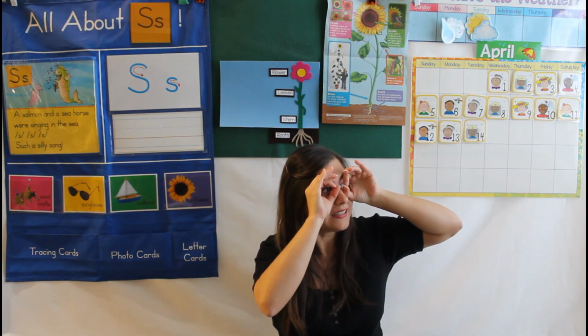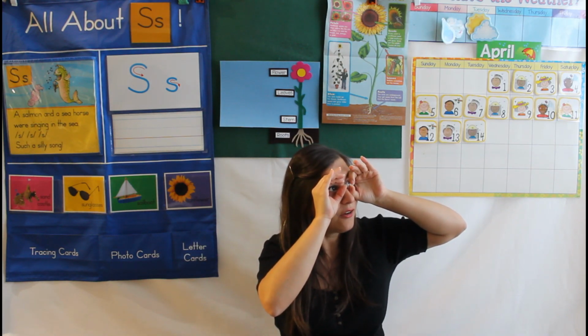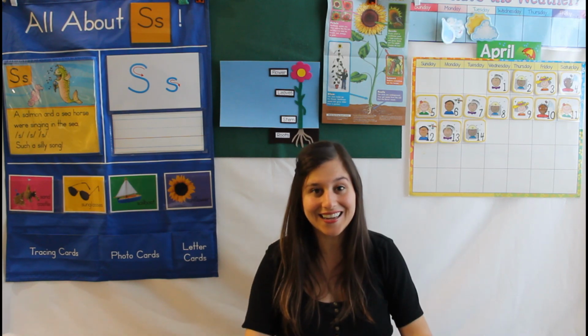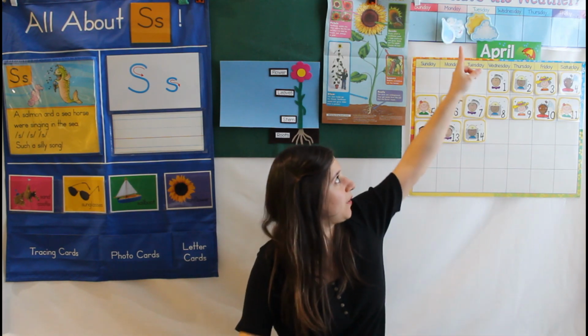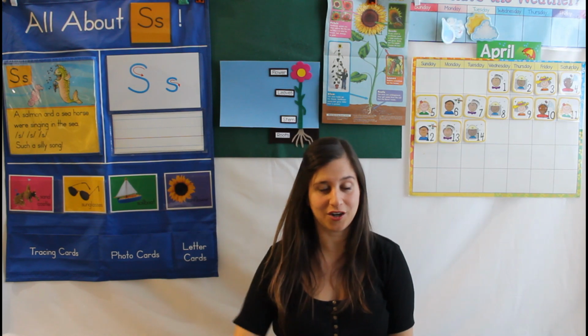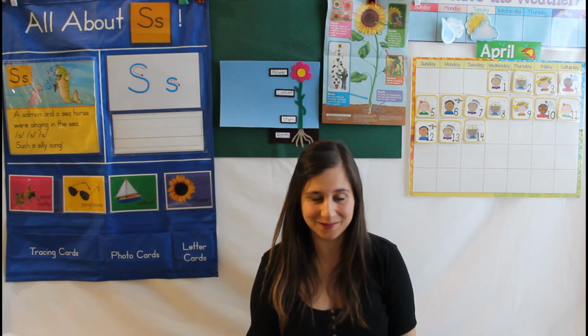With my spying eyes, I can see some white clouds floating by, but it looks like the sun is peeking through too. We'll put a sun and a cloud on our weather chart. For weather words, we call that partly cloudy. That means there's some sun and some clouds.